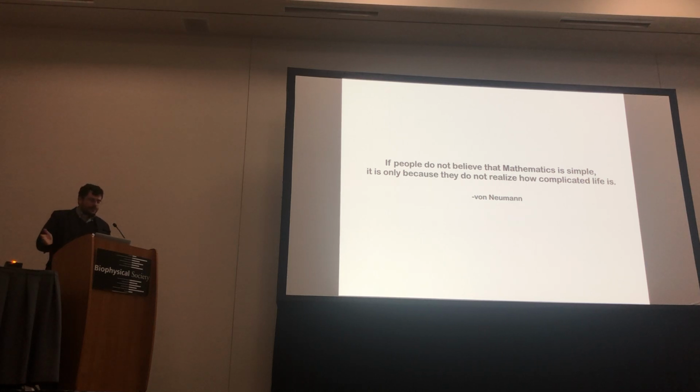Here's a final quote: "If people do not believe that mathematics is simple, it is only because they do not realize how complicated life is."